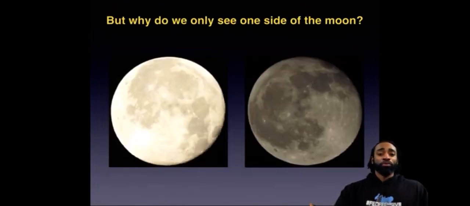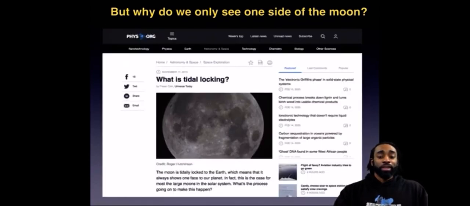But why do we only see one side of the moon? That's what we're gonna explore here real quick. And the answer is tidal locking, according to the globe model. And this is an article from phys.org, because, you know, the globe model is all about physics. You got to understand physics if you want to understand the globe model, or how to debunk the globe model, for sure. At least that's what they tell you.